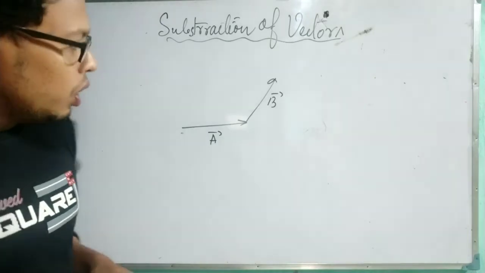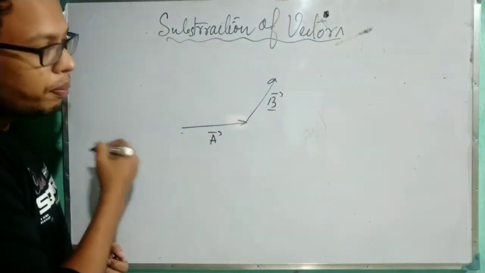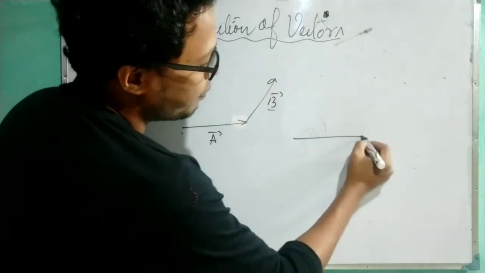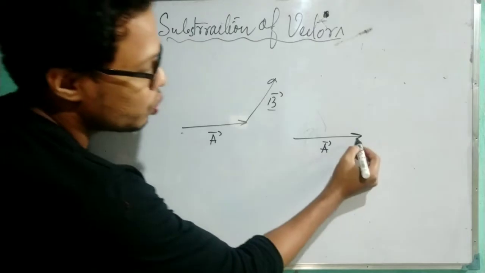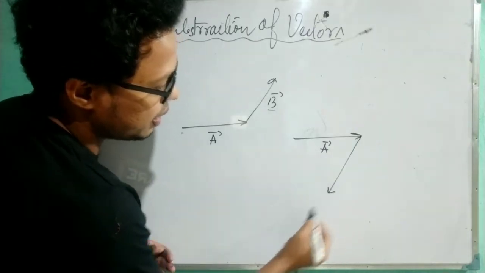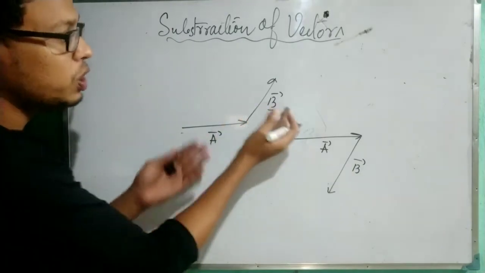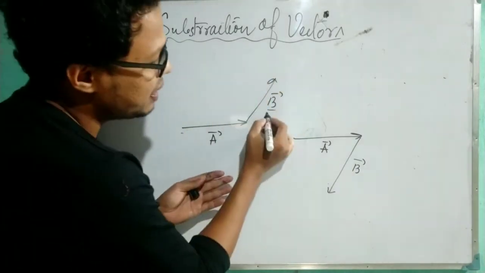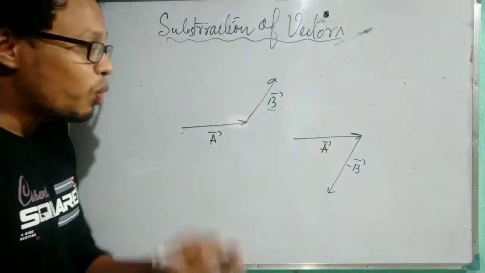The process is, first reverse the vector B. As this is B, I am drawing these two vectors again and reversing it. So I can draw this vector like this, in the opposite direction, one vector I have drawn opposite to the vector B. So as this is B, this will be minus B. Okay. Now what is the resultant?